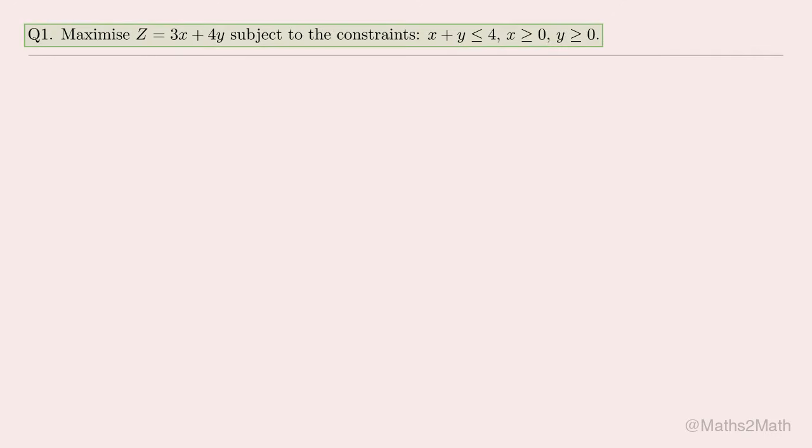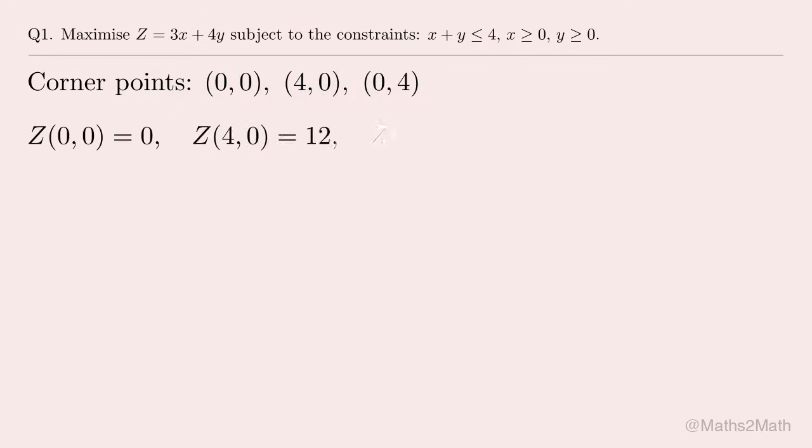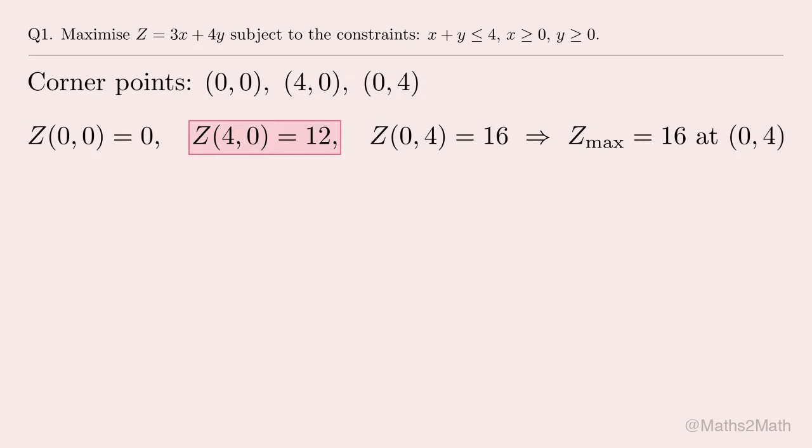Question 1 of exercise 12.1. Our first graphical maximization. One line plus the axes bound a triangle. The feasible region is the triangle with corner points the origin, (4, 0), and (0, 4). Z at the corners: 0, 12, and 16. The maximum is 16 at (0, 4).